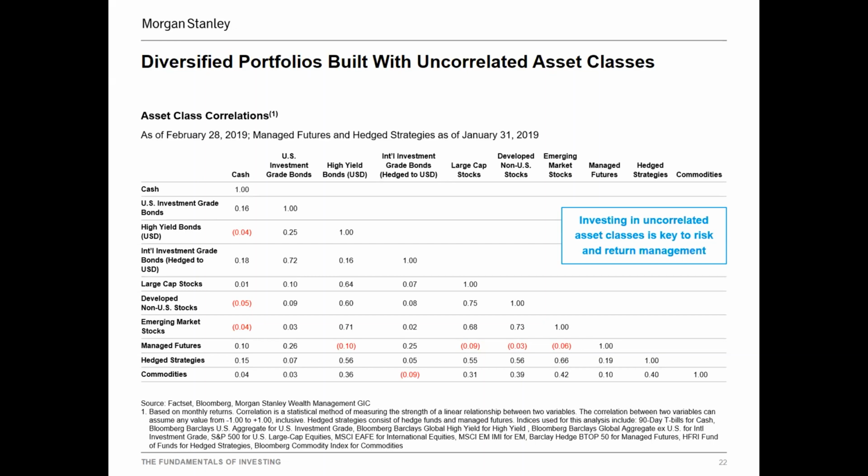Asset correlation is a measure of how investments move in relation to one another and when. When one asset tends to move up when another goes down, the two assets are considered to be negatively correlated, as shown by the numbers you see here in red on this chart. If the movement of one asset has no effect on the movement of another asset, then the two assets are considered to be uncorrelated. Investing in uncorrelated assets is really key to managing risk and return.